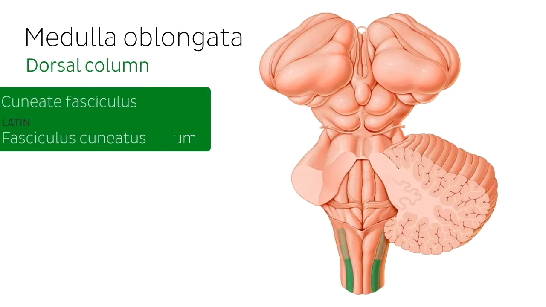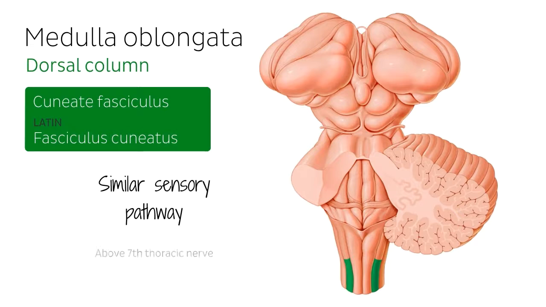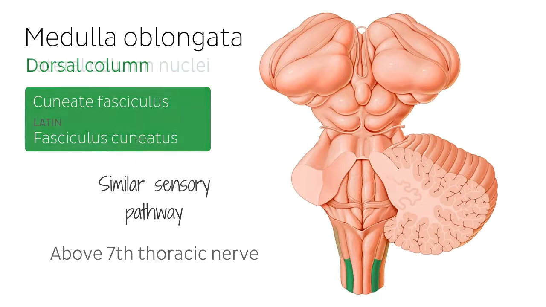And as we can see, the cuneate tubercles and the fasciculi are located lateral to the gracile tubercles and fasciculi, and they carry the same type of sensory information as the gracile fasciculi, touch, pressure and proprioception, but above the level of the 7th thoracic nerve.